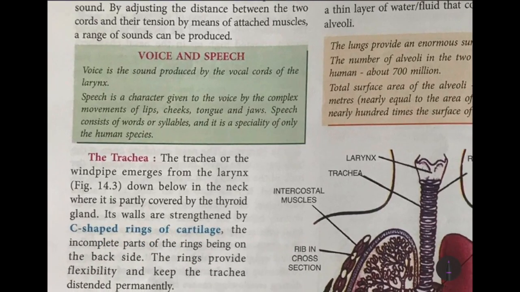Now remember children, there is a difference between voice and speech. Voice is just a sound which is produced by the vocal cords of the larynx. But when we talk about speech, it is made up of words and syllables, and it is a speciality of only the human species. Speech is given to the voice by movement of lips, cheeks, tongue and jaws.